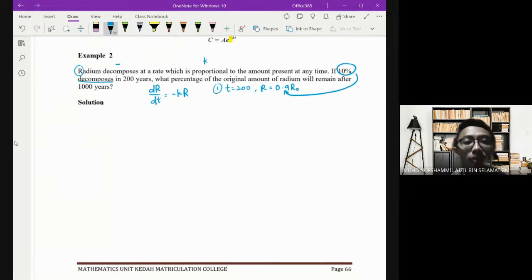Kena faham lah, maksudnya apa yang ada sebenarnya. Radium ni berapa yang ada? Berapa yang ada adalah 90% daripada yang original. 90% daripada yang original adalah 0.9 R0. Okey, ni sama dengan 90% daripada original.